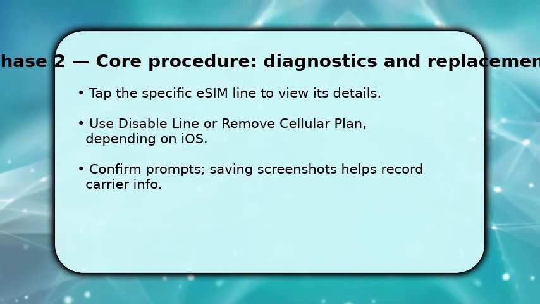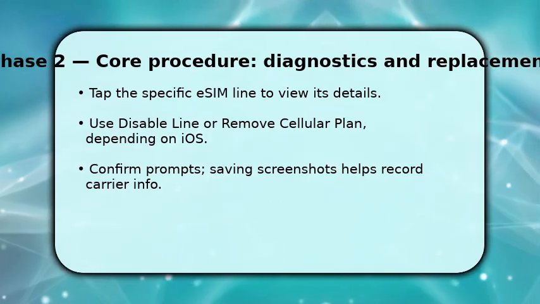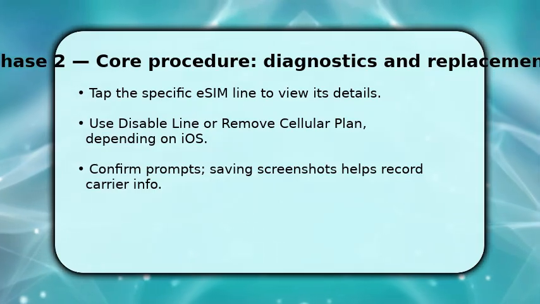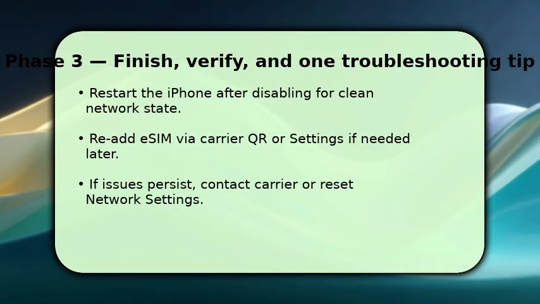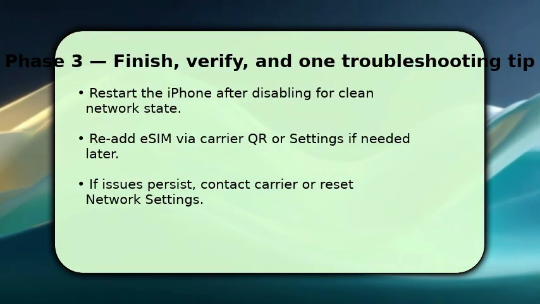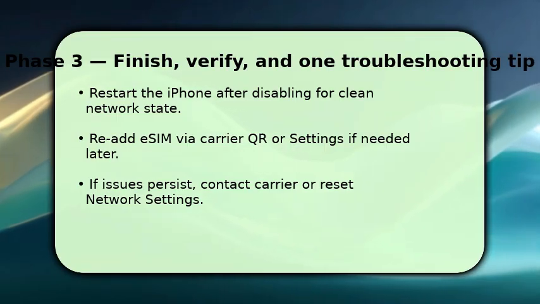Once confirmed, the line will go inactive and show as disabled or removed in the menu. Finish by restarting your iPhone to ensure the change takes effect across networking subsystems. This clears cached profiles and avoids ghost connections.